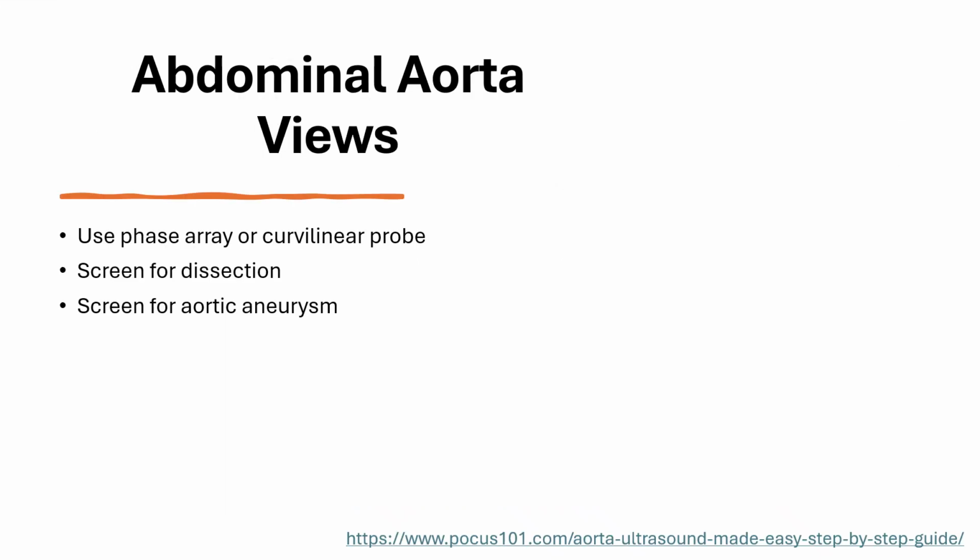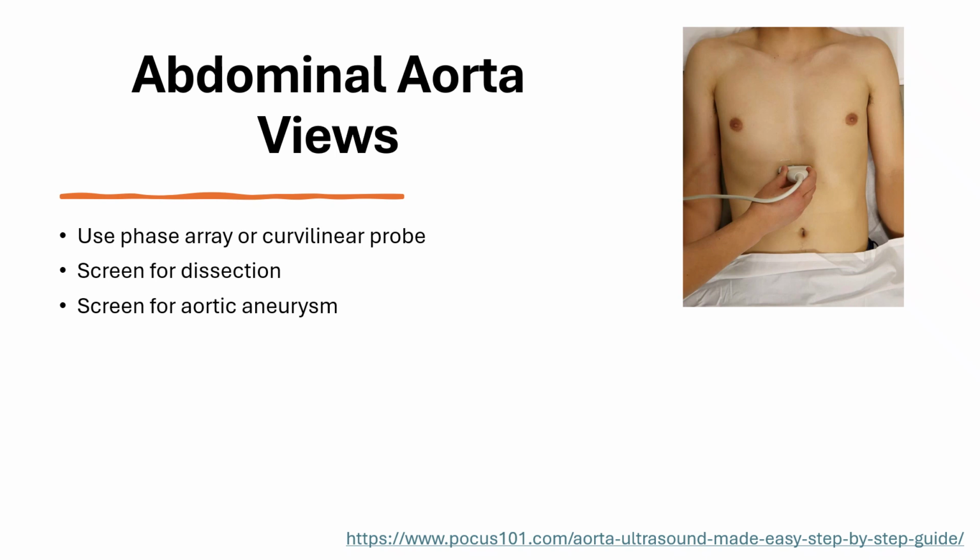Next, the abdominal aorta. You can use either a phase array or curvilinear probe. You want to screen for dissection or aortic aneurysm, which can sometimes explain why the patient is hypotensive, such as, for example, in case of rupture or dissection. Again, this is how you position the probe.